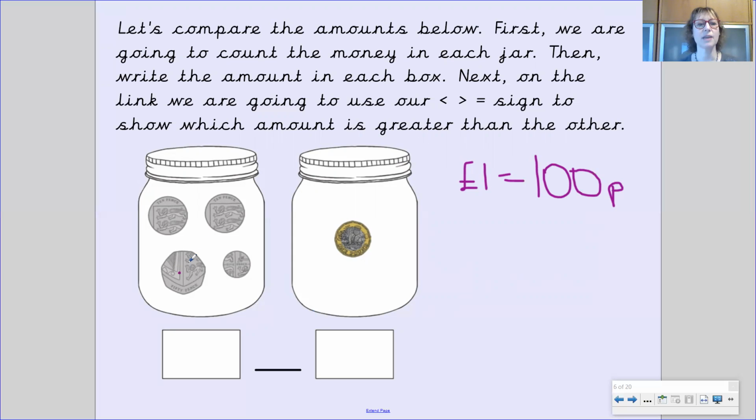We've got 50, I'm just going to put a little mark on it so I know I've counted it. 50, 60, 75. So in this one here, we have 75 pence. And in this one here, we have £1. So a pound is bigger than just pence on its own. We're going to put our sign that way around.